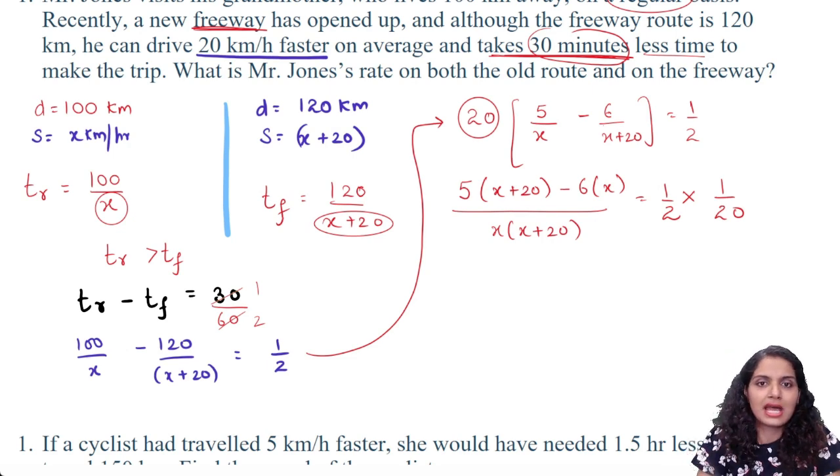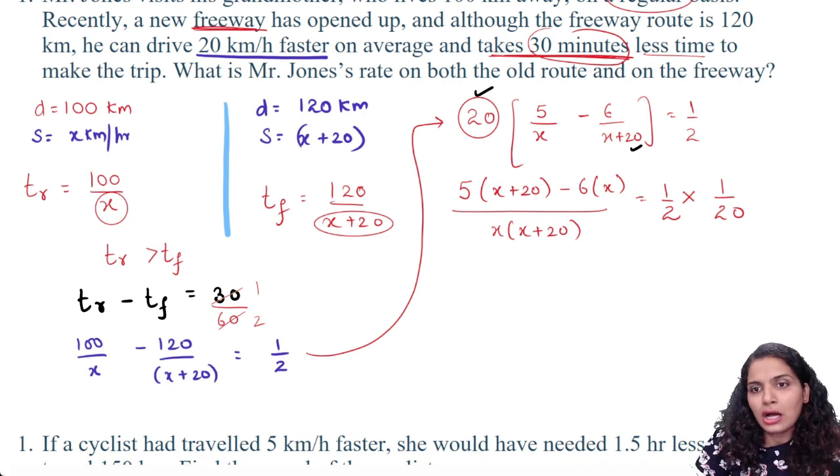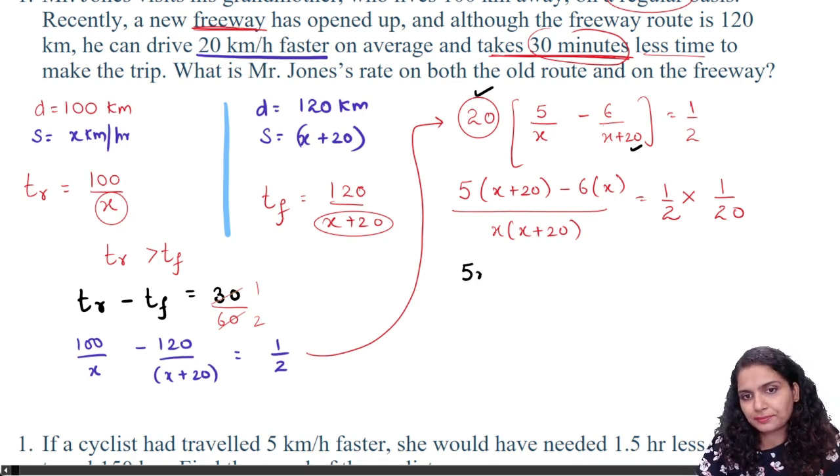No, it's correct. Actually, we got 20 here and we got 20 here. So I thought I did something wrong, but no, it's correct. Yeah, correct. All right. Solve it. You can pause the video, please, and do it on your own.